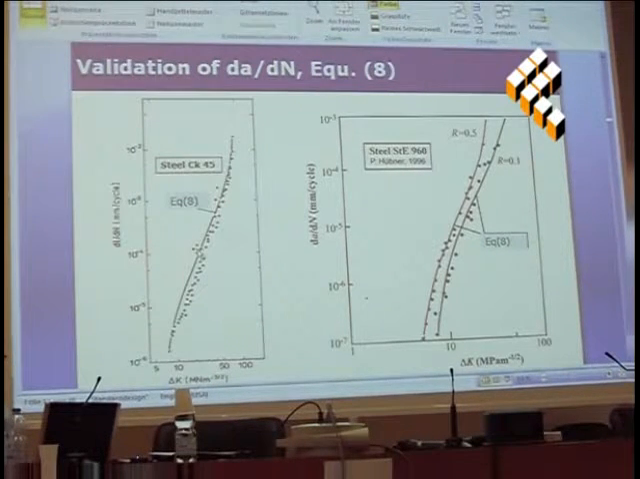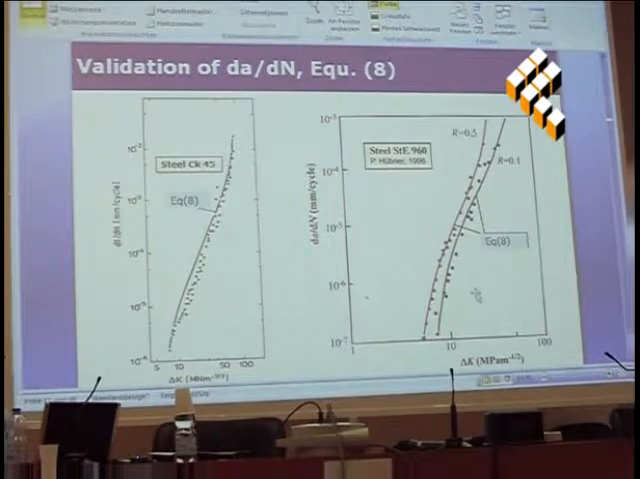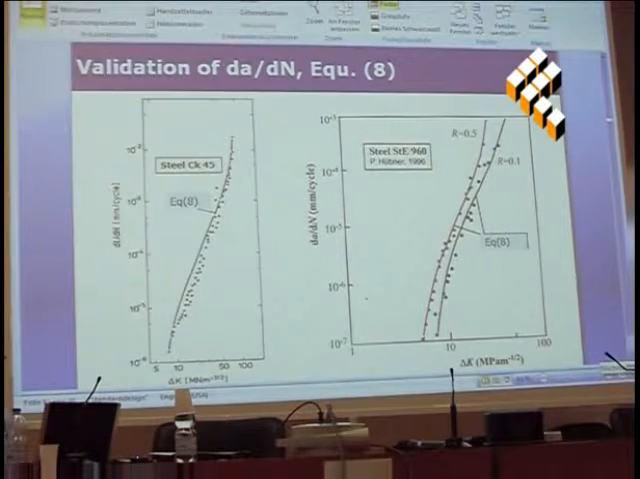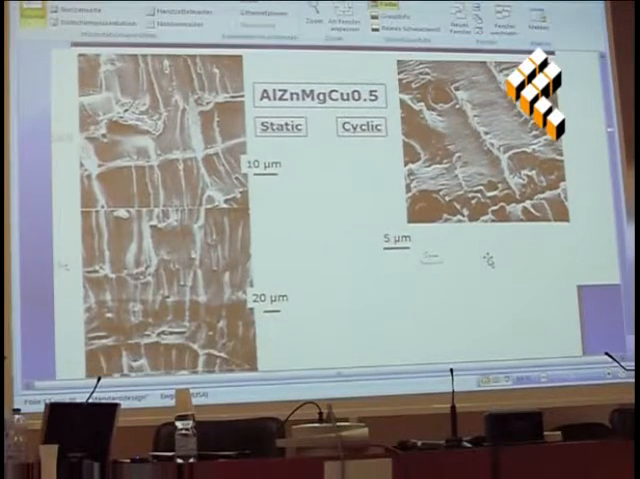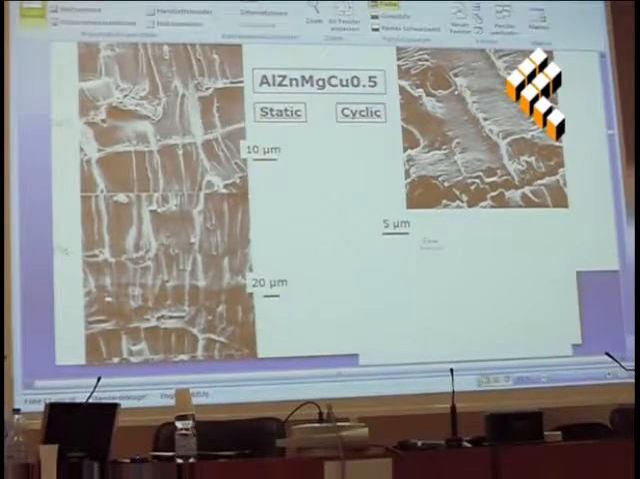Steel here. This was another, the heat affected zone of the welded steel here. And once again, the picture you saw earlier on, and this is other examples.